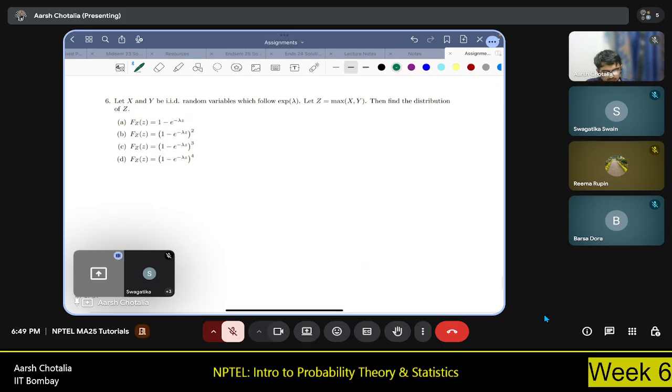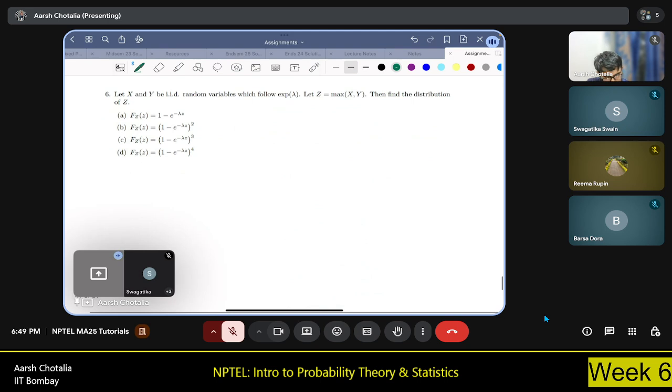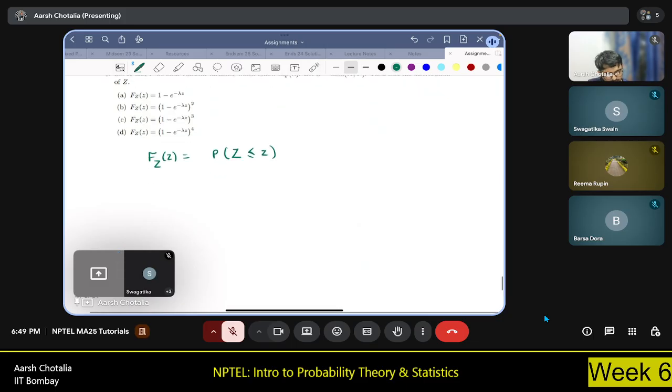Okay, now something about order statistics. So we have again two random variables which follow exponential distribution. Both are IID, by the way. And Z is the maximum of X and Y. And we have to find the distribution of Z, capital F. Okay. So what is it by definition? F_Z(z) is the probability that Z is less than or equal to z, some small z.